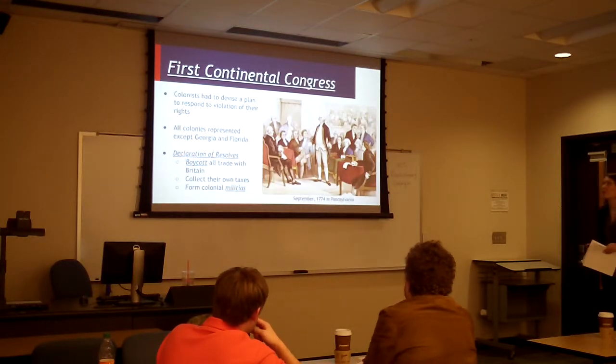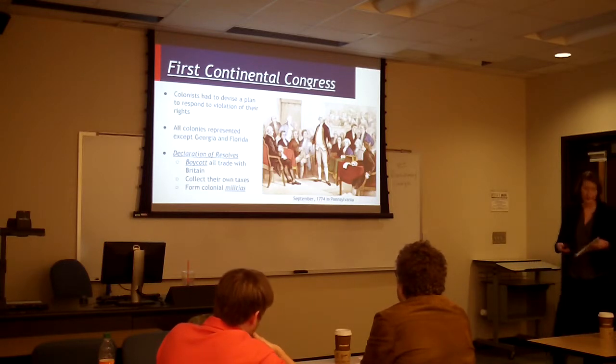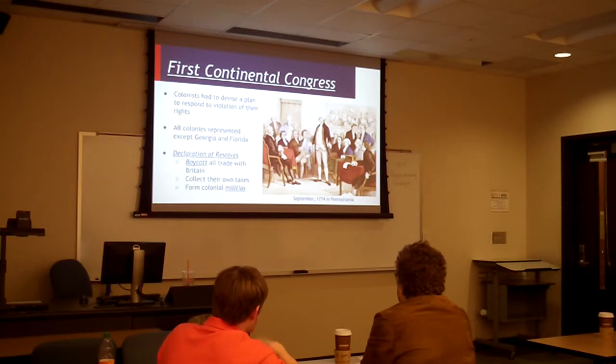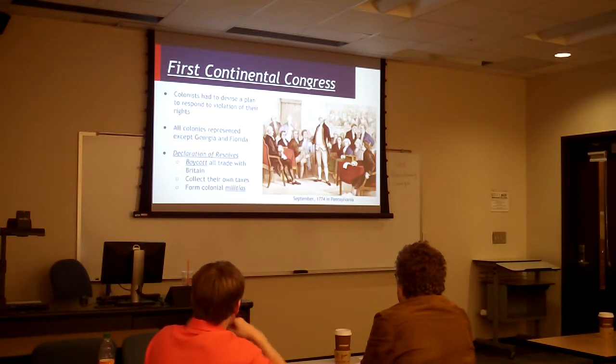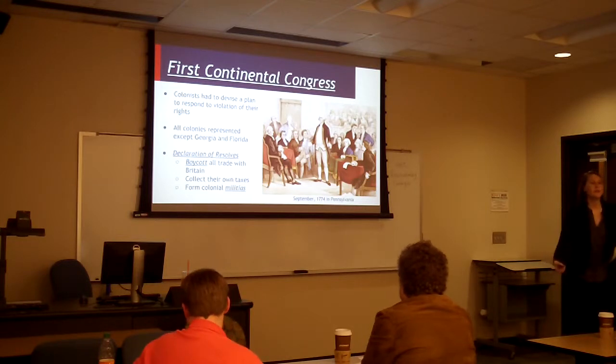Which brings us to the First Continental Congress. Colonists had to devise a plan about what to do about the severe encroachment of their rights. So representatives from all colonies, except for Georgia and Florida, met in Pennsylvania in September of 1774. They passed the Declaration of Resolves. This was a huge step in the movement to independence.